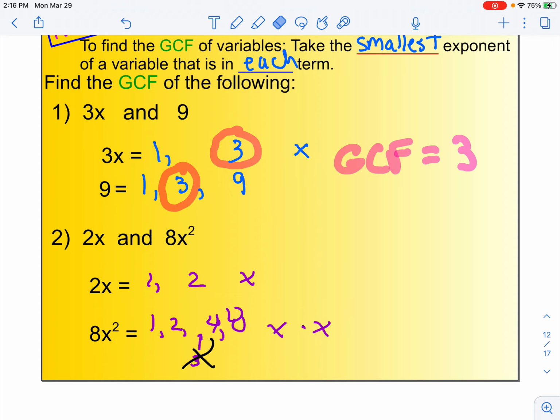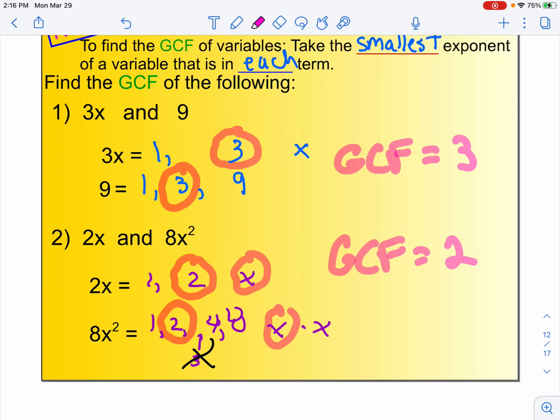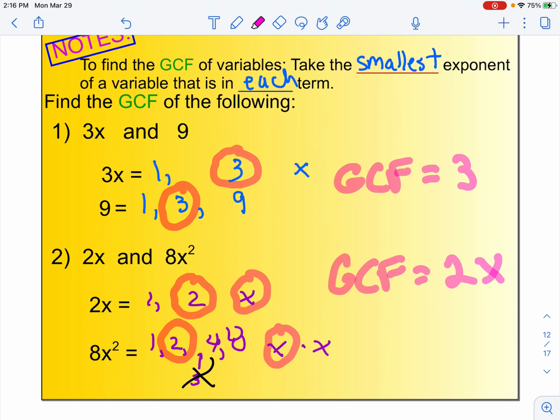So now, what is our greatest number in common? Let's do that first. We should be getting better at that. So our greatest common factor for the number piece is 2. But notice we also have 1 x that's in common to both. So our greatest common factor is 2x. So this is how this bottom piece works, where it says take the smallest exponent of a variable that is in each term. So if you look at this term, you have x to the second here. Here you have x to the what power? Well, that has a power of 1. So I'm taking the smallest of those two, which is x to the first.